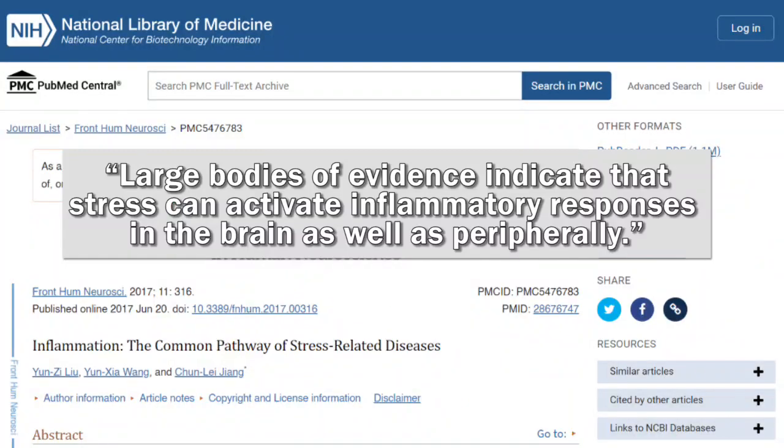Stress is a known cause of inflammation. Large bodies of evidence indicate that stress can activate inflammatory responses in the brain as well as peripherally. Some ways we can reduce stress are to implement mindfulness and meditation, breathing exercises, and seek the help of a therapist for chronic stress. Reducing inflammation may reduce the risk of pseudo-relapses, reduce symptoms, and lead to more better days with our MS.